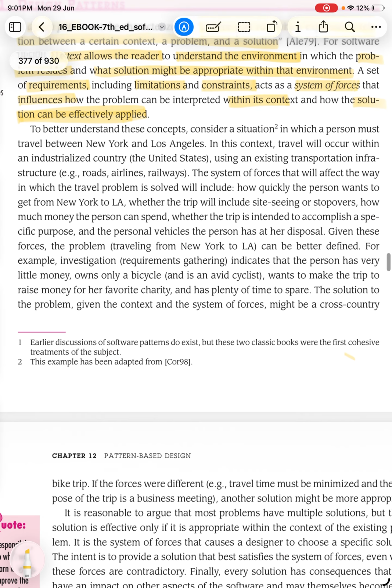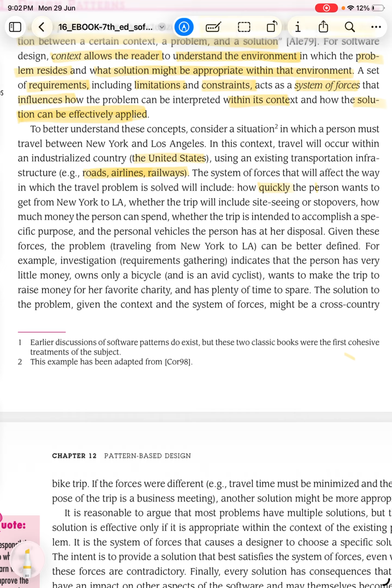To better understand these concepts, consider a situation in which a person must travel between New York and Los Angeles. In this context, travel will occur within an industrialized country, the United States, using an existing transportation infrastructure, for example roads, airlines, railways.